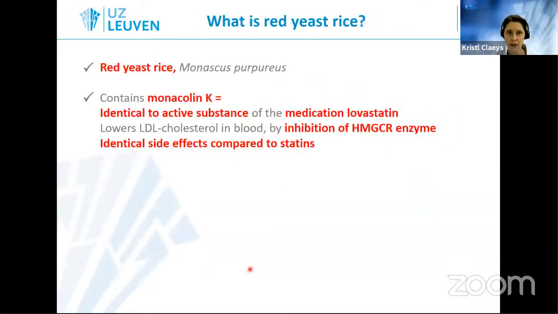Now the red yeast rice contains monacolin K, and monacolin K is identical to the active substance of the medication lovastatin, which is a statin. It lowers the LDL cholesterol in blood by inhibition of the HMG-CR enzyme, and the side effects are identical compared to the statins.